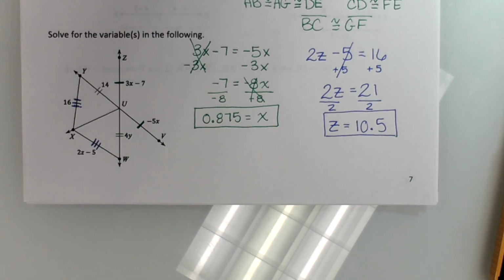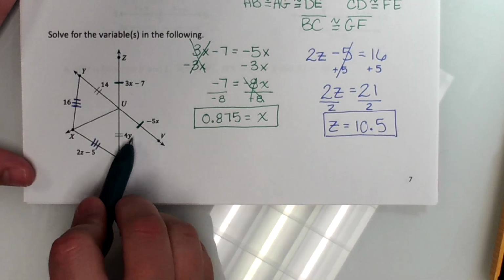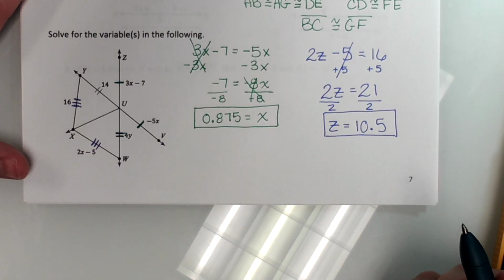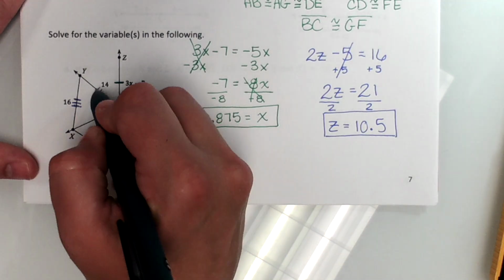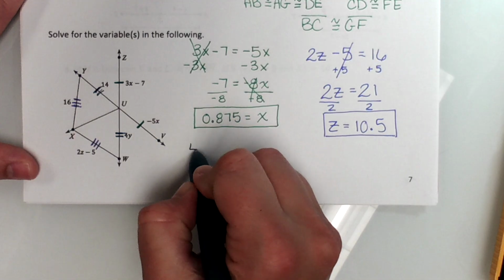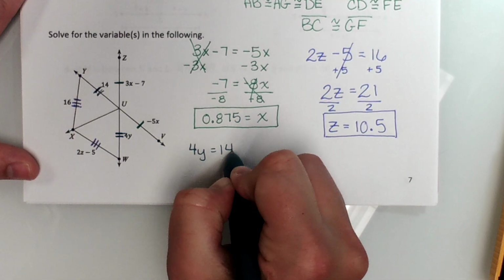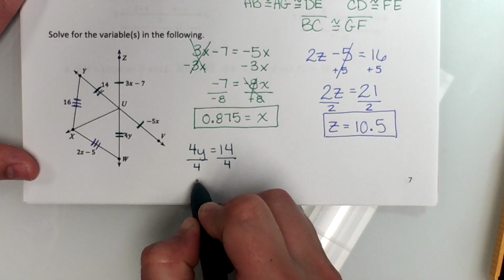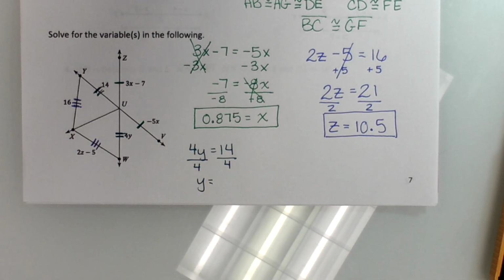Okay, still need to solve for the y's. I see the y right here. It's on the double tick mark. Where's the other double tick mark? 14, which means 4y is equal to 14. This one's much simpler to solve. Divide by 4. 3.5? Did I do that right in my head? Yeah. Sweet.